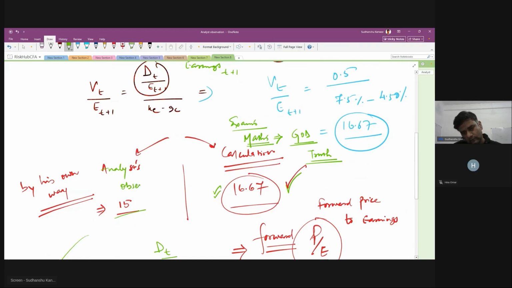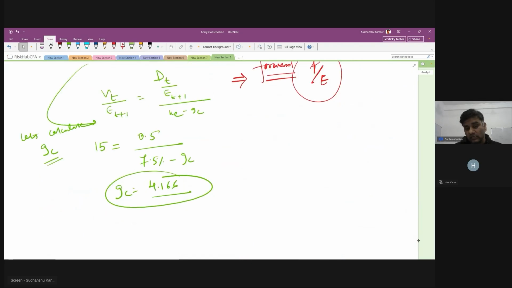Observation. So the analyst observation was 15, right? In 15, the growth rate of dividend is 4.1667. When he did the maths, the GC came out, in the market, was 4.50.